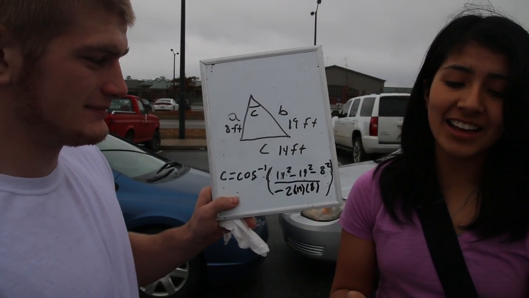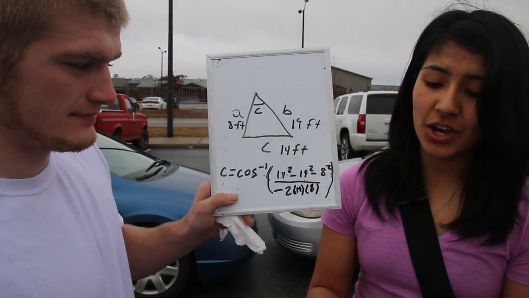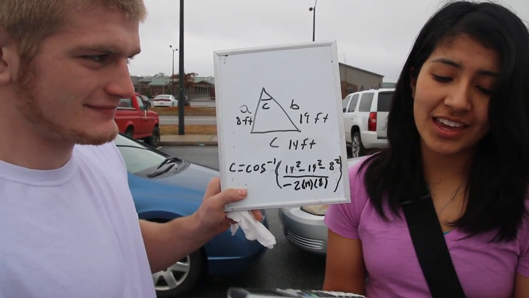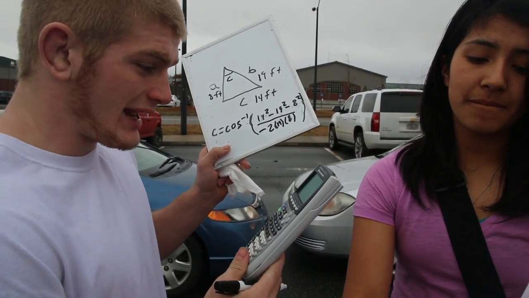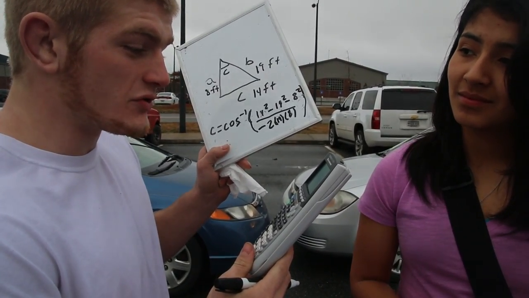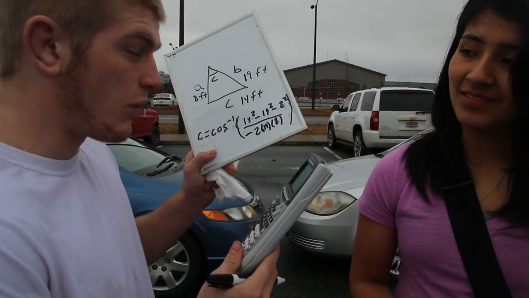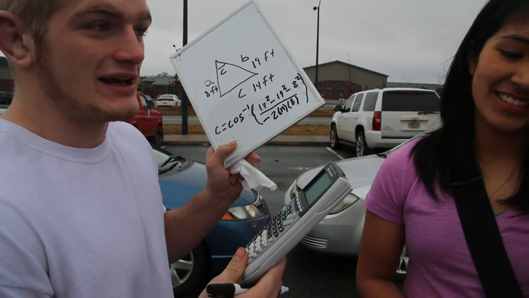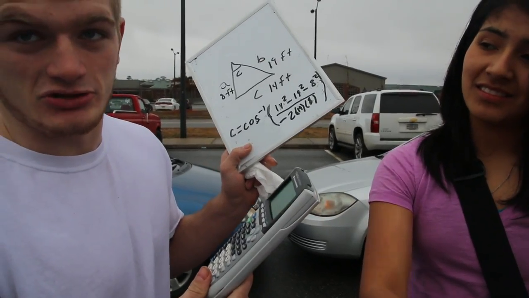Then we plug it all in the calculator. So we set it up, and don't forget your parentheses, they're essential. And so then we get 41.12386861 as our number, but of course we're going to simplify it to the nearest degree, which would be 41.